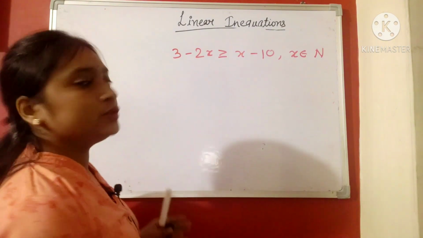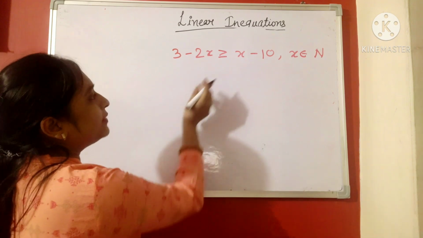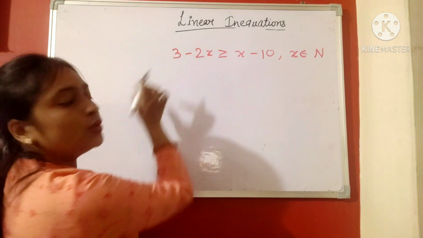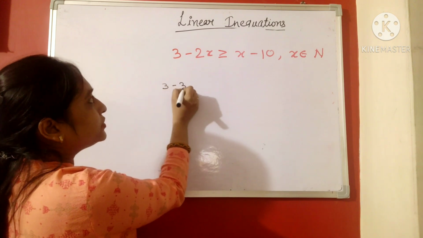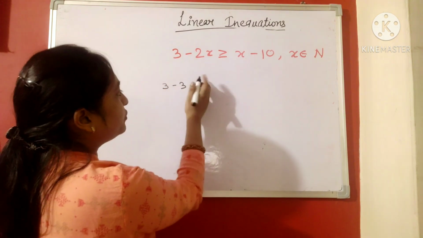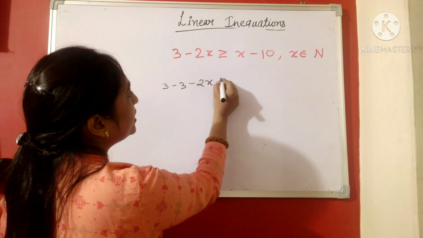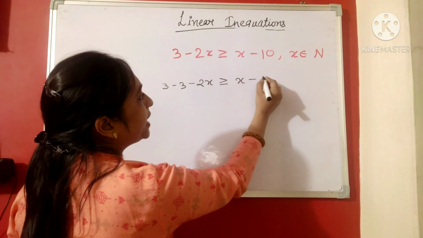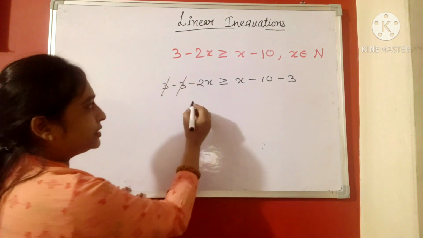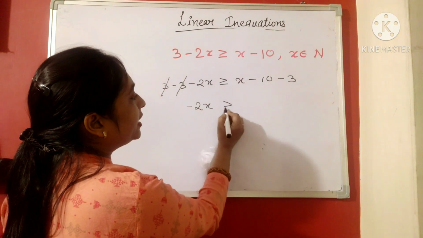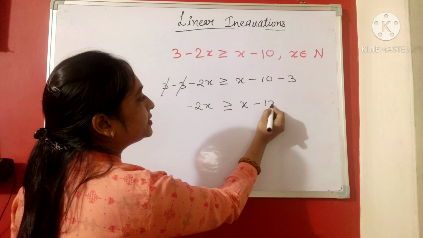Now again we have to solve for x. So what we have to do? We have to just remove this 3 first of all. So 3 minus 3, this is plus, so we will subtract 3 from both sides. Minus 2x greater than x minus 10 minus 3. Fine, this and this got cancelled. So minus 2x greater than or equal to x minus 13.